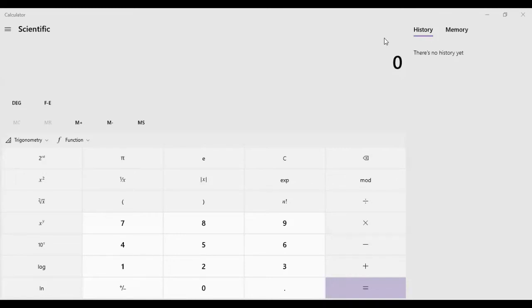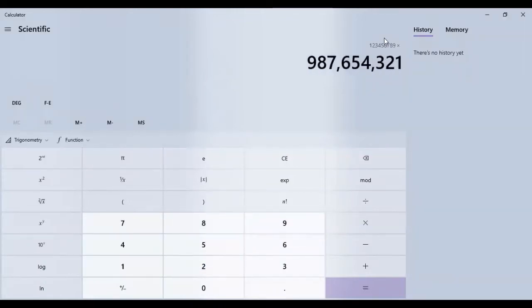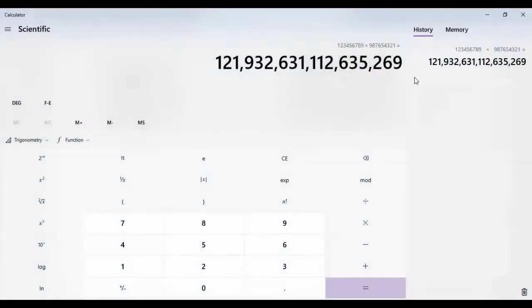Okay, so now here I have the app on my computer. This is the calculator app. And this one actually is not going to display the answer in scientific notation. So let's try it out. We've got 1, 2, 3, 4, 5, 6, 7, 8, 9 times 9, 8, 7, 6, 5, 4, 3, 2, 1. Press equals. And here we go.